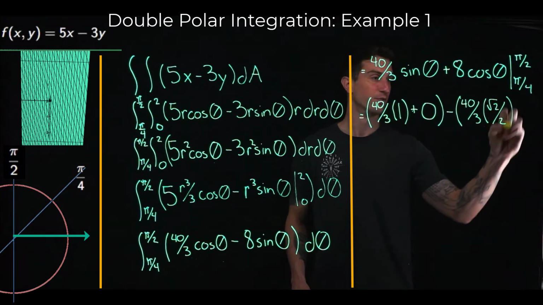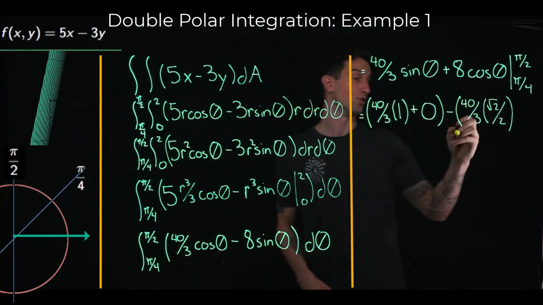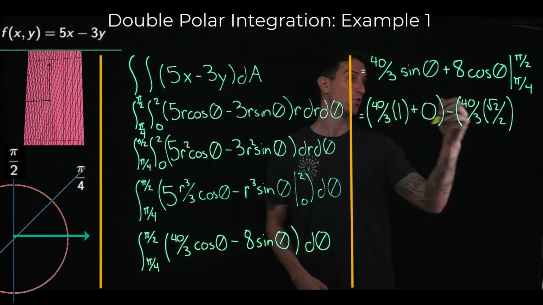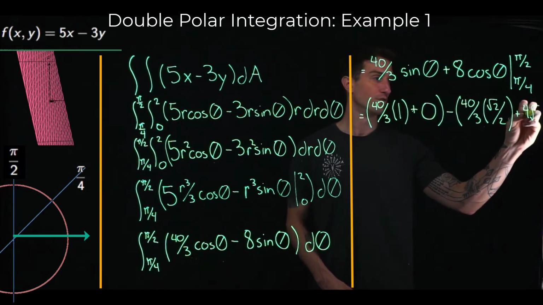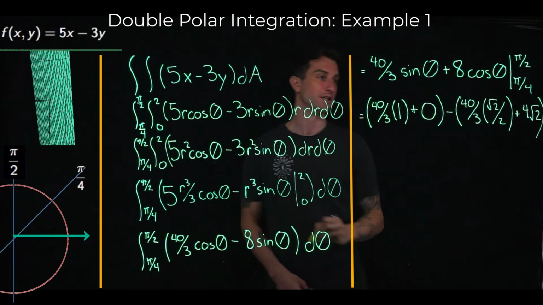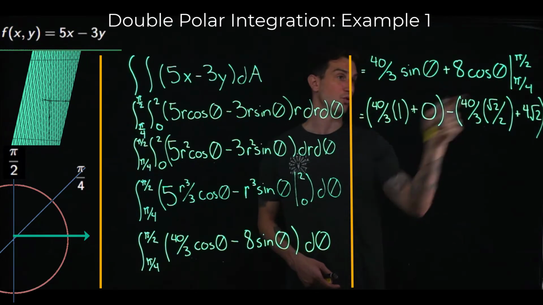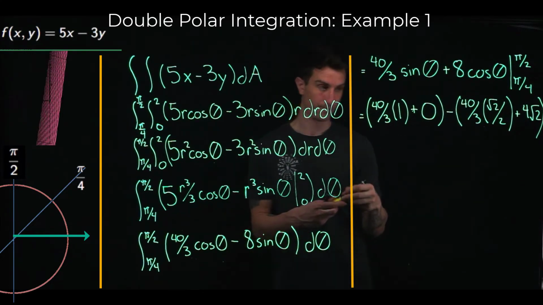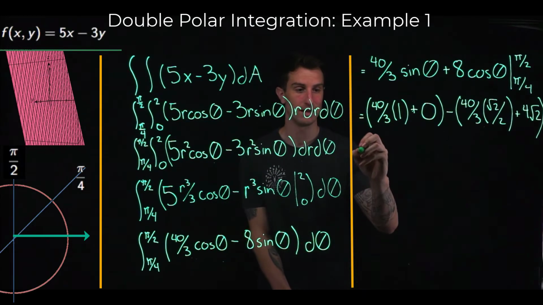I might have to simplify this one on the fly here. Cosine of pi over 4 is also rad 2 over 2. So 8 times rad 2 over 2 is going to be 4 rad 2. We squeezed it in there. All right, so 8 times rad 2 over 2, 4 rad 2. Could have made the simplification here too, but that's okay. So let's see what we end up with.